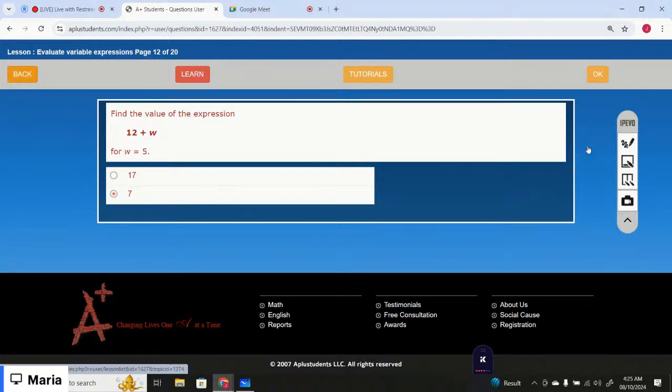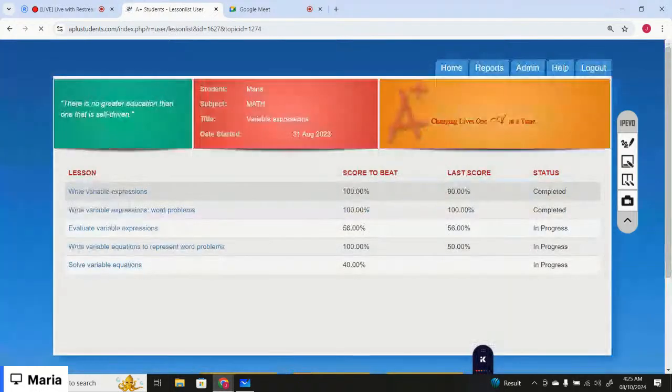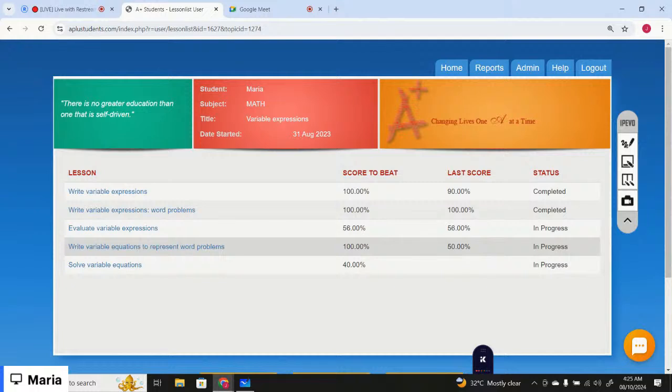Okay, you can complete the lesson by yourself later today. Let me just move on to the next lesson. And the next one is write variable expressions, write variable equations to represent word problems, solve variable equations. Okay, let's just start with the next lesson.